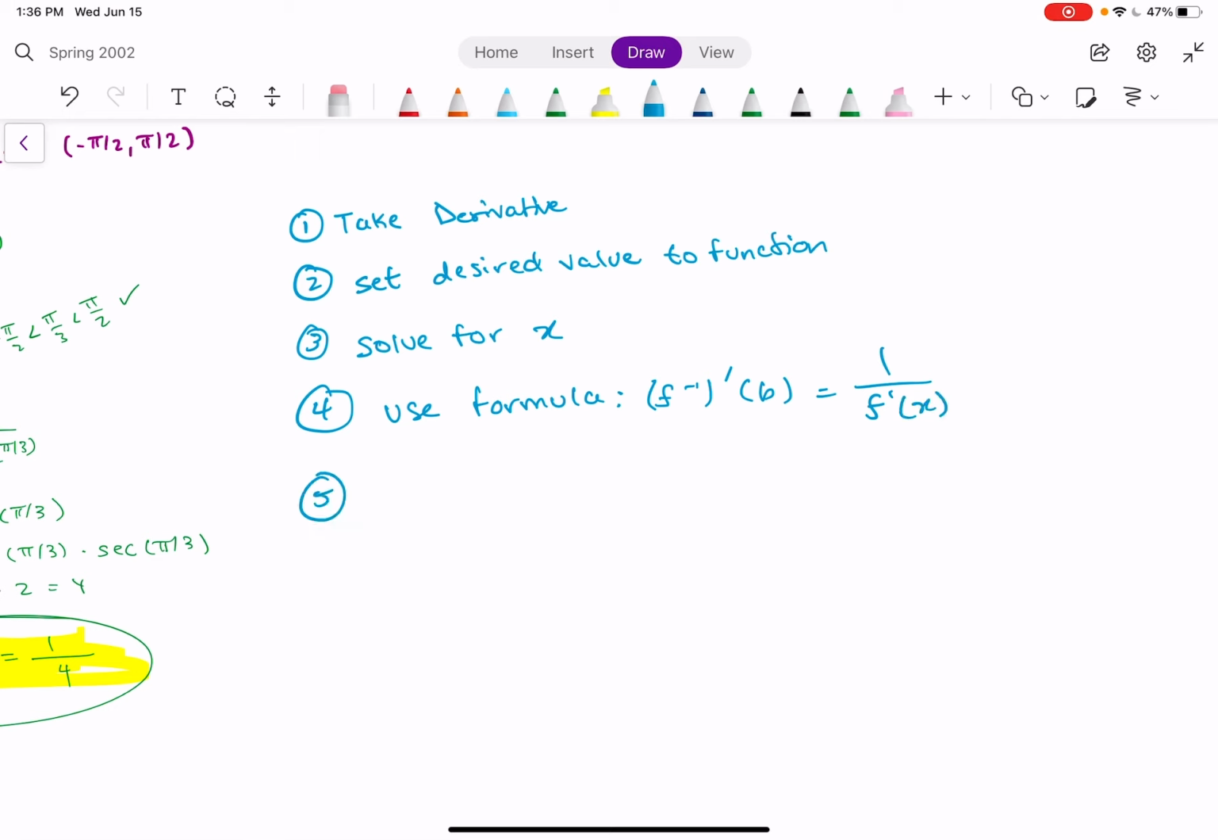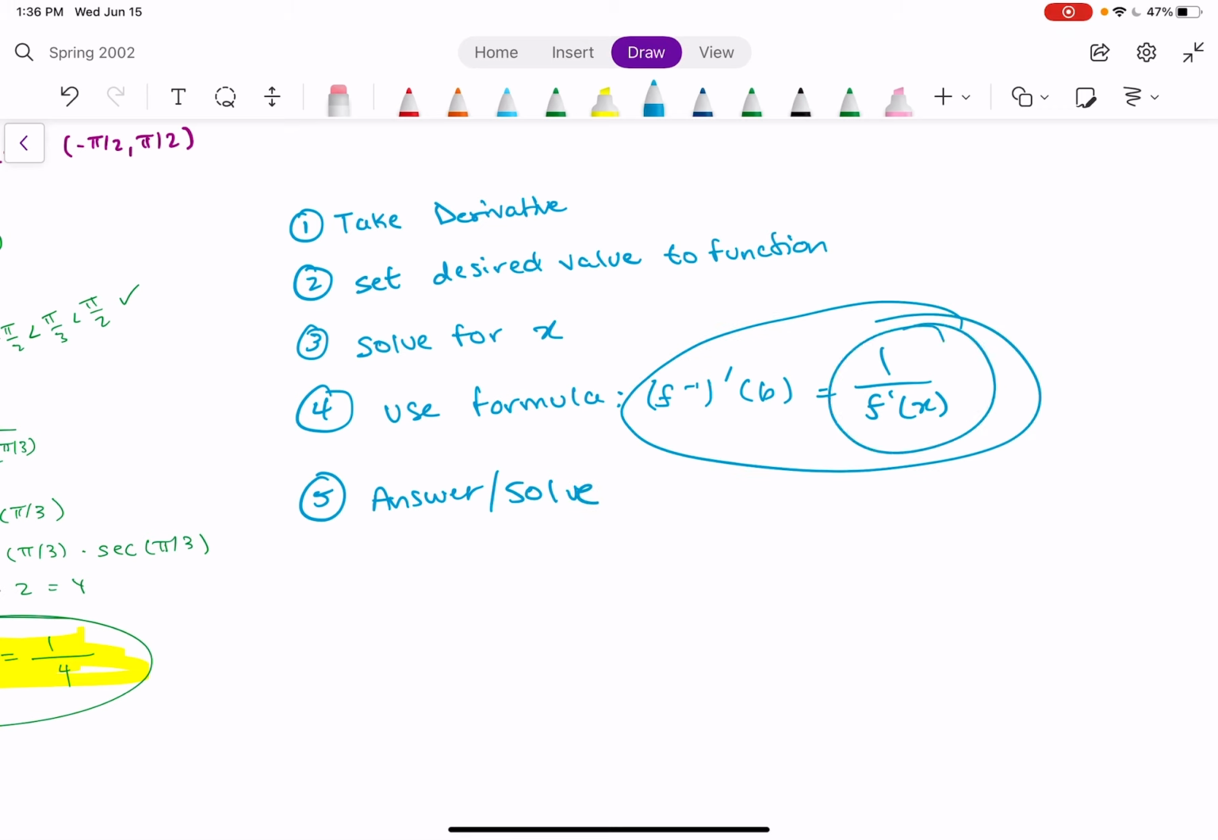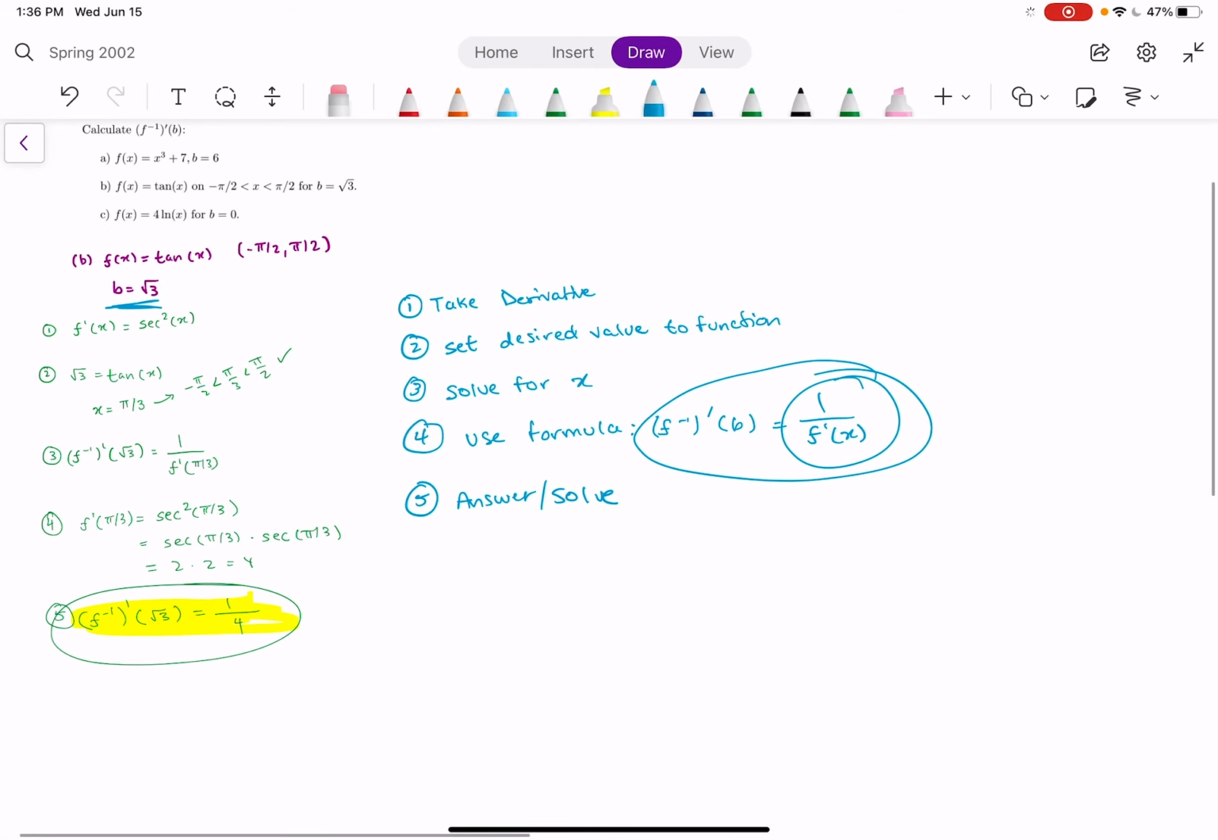And 5, answer. So solve it. This is going to be your answer. You want that. So that's how you attack these problems.